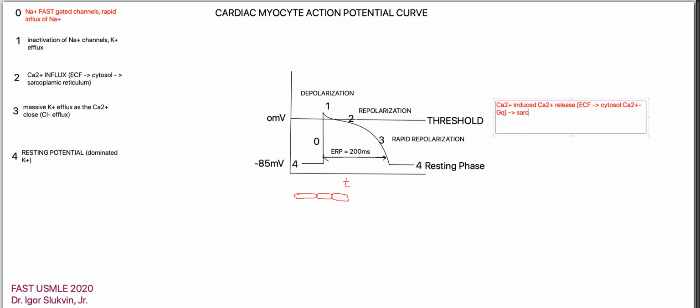And then once that happens in the cytosol, it finally reaches the sarcoplasmic reticulum of the cardiac myocyte. So that's an important concept to know. Different from skeletal muscle, the calcium does not go through the cytosol in skeletal muscle contraction. It goes straight from the extracellular fluid to the cytoplasmic reticulum.